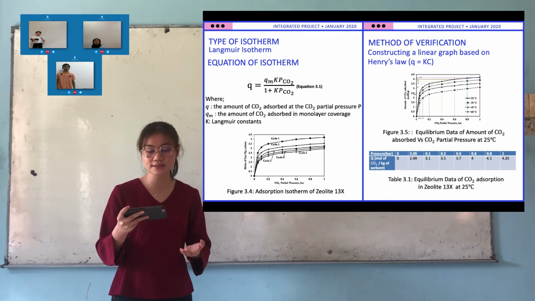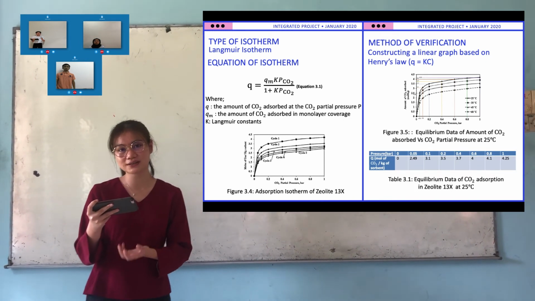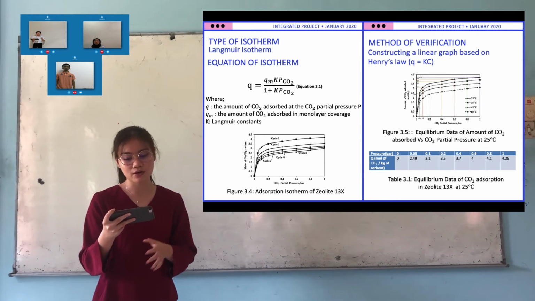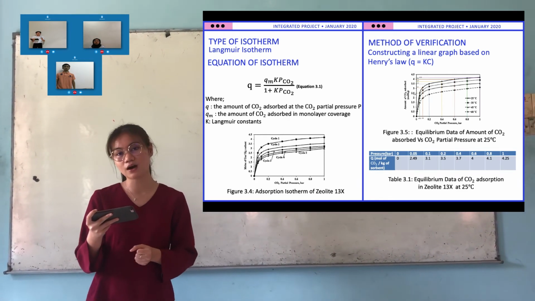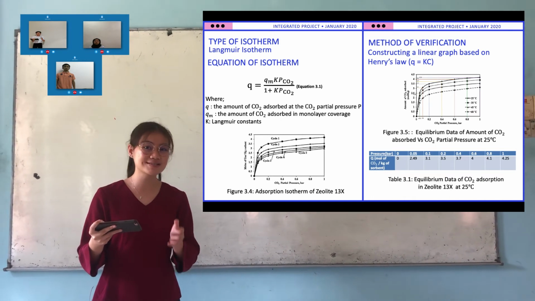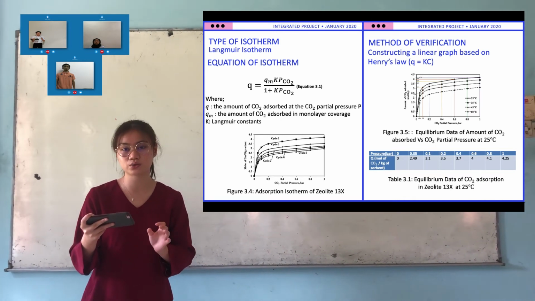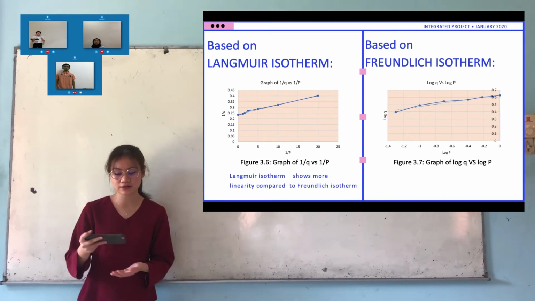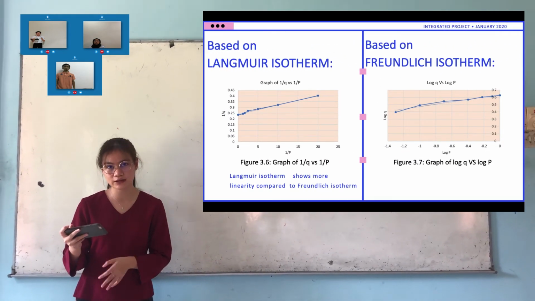How did we verify this? Our group constructed a linear graph based on Henry's law, where Q equals Kc. We extracted the equilibrium data of the amount of CO2 adsorbed versus the CO2 partial pressure at 25 degrees. After that, we constructed a linear graph for a Langmuir isotherm and a Freundlich isotherm.